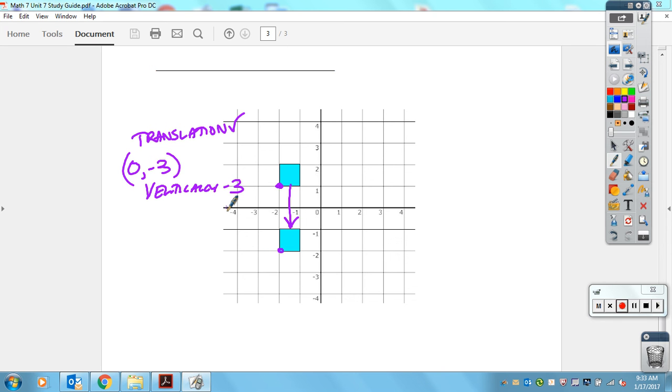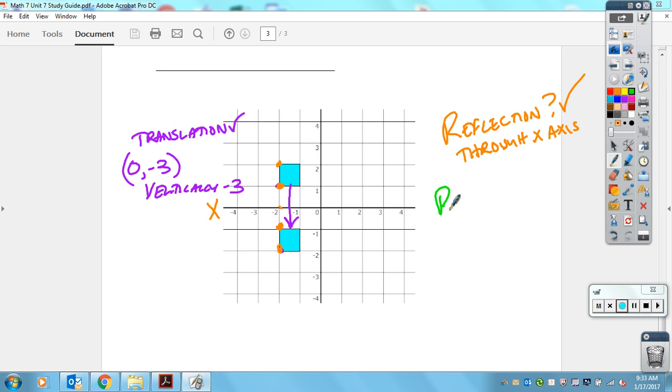Could it be a reflection? Do a different color. Could it be a reflection? It sure could. It's a reflection through the x-axis. This would be this corner then. 1 to the mirror, 1 away from the mirror. 1, 2 to the mirror, 1, 2 away from the mirror. So it could be a reflection through the x-axis. So yes, it could be a reflection.